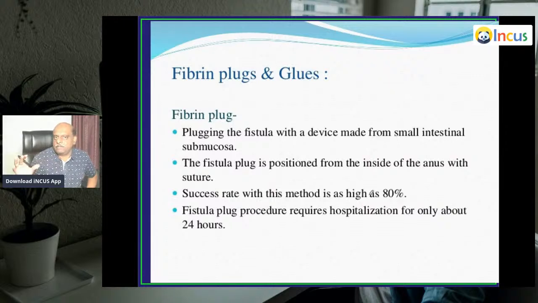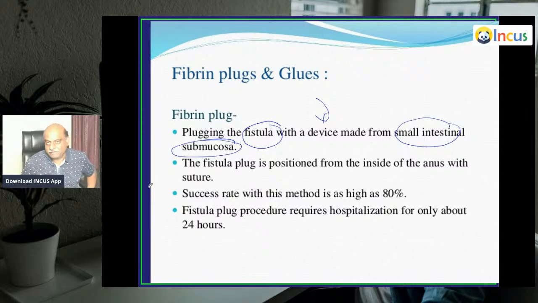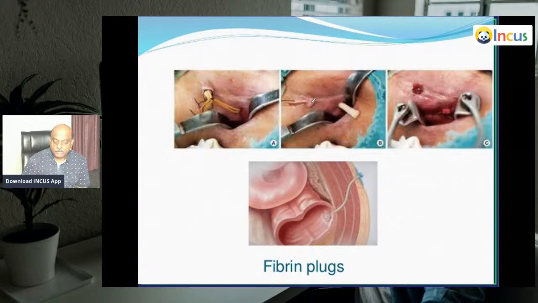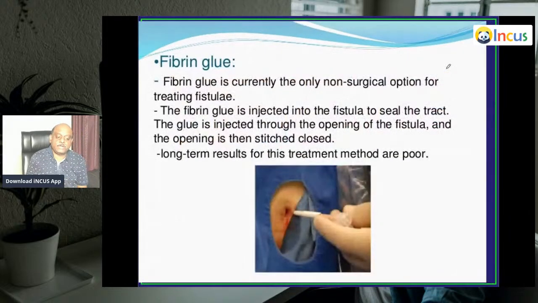Then you also have an option to put fibrin plugs. Plugging of the fistula with a device made from small intestinal mucosa, submucosa, is called a fibrin plug. It is positioned inside the anus with a suture, and an 80% success rate is there, and a very short post-operative stay. So this is how a fibrin plug is placed in order to close that internal opening. Plug is what you need to remember.